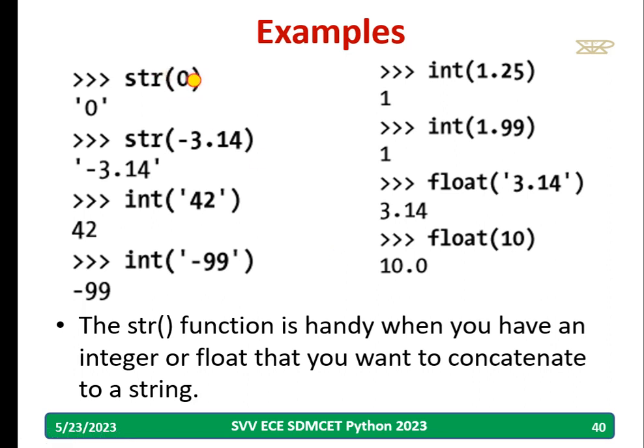This is our simplest example given. Str of 0, this is an integer, it will become a string. Str of minus 3.14, a float, it will become a string. You can convert even a string into an integer also. Just pause the video and go through all these examples. And 1.99 I am converting into an integer. So these things help in programming.